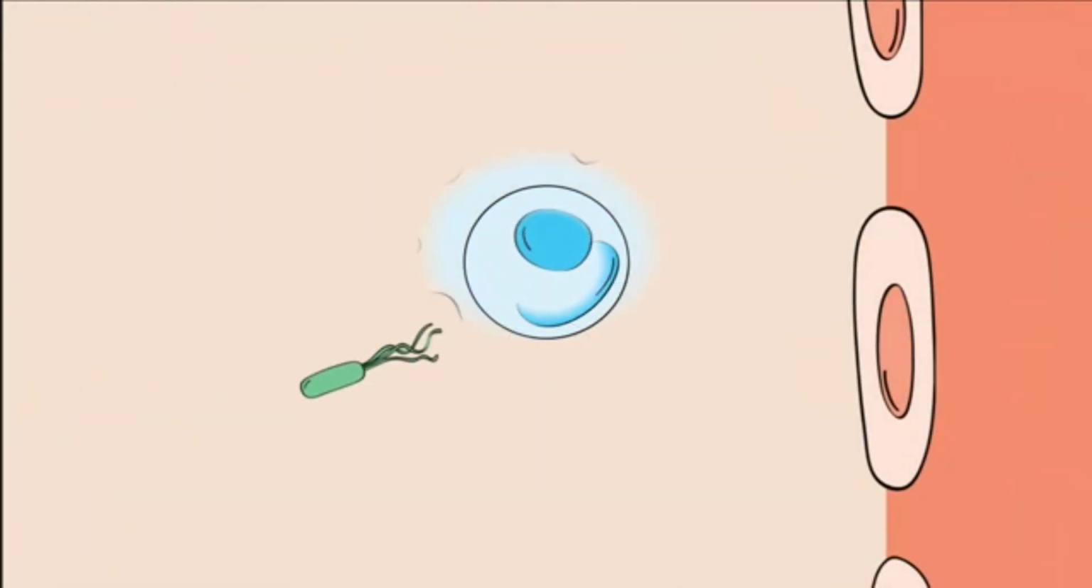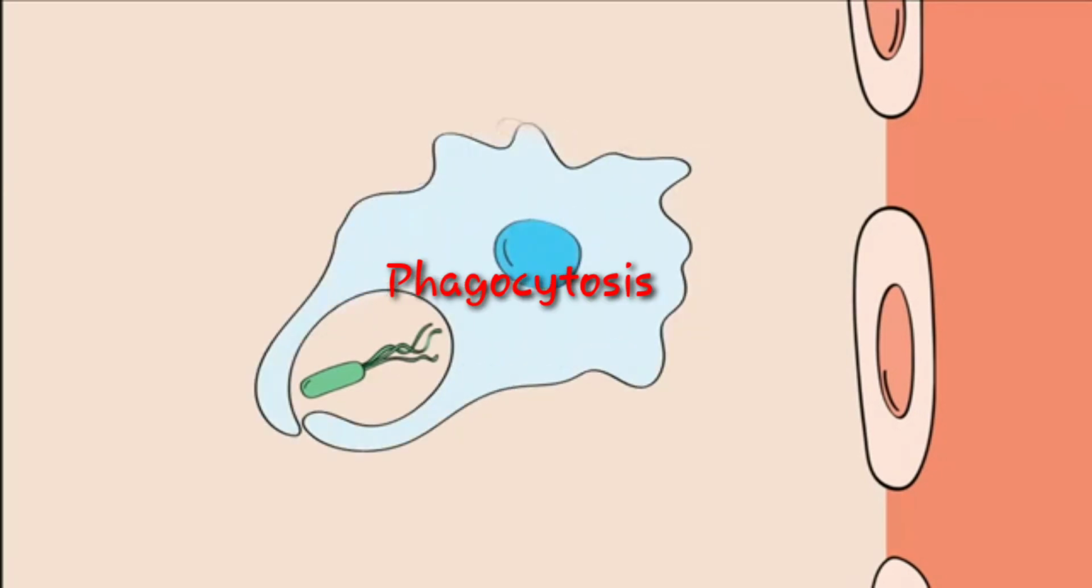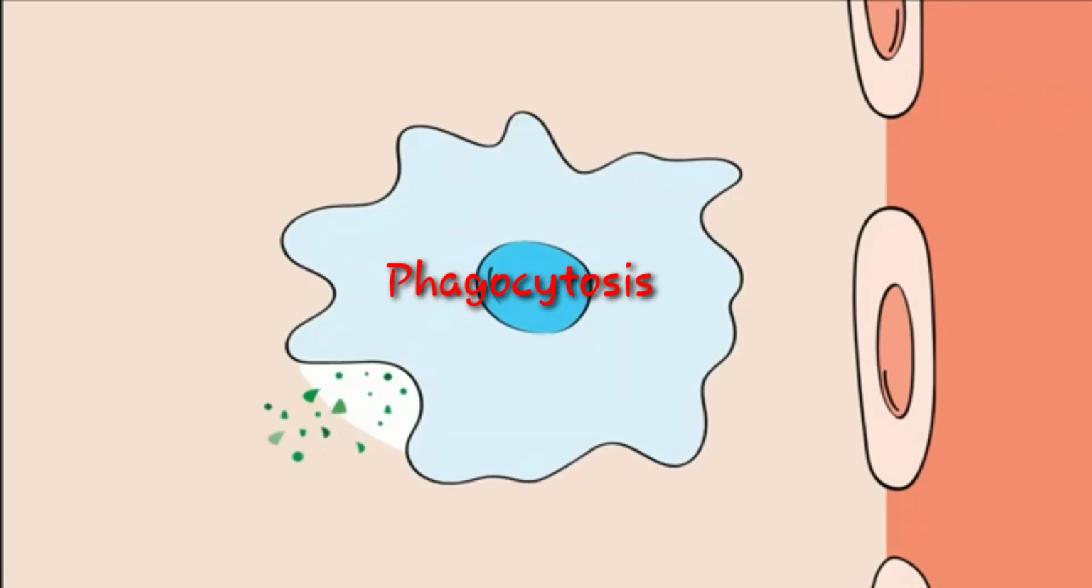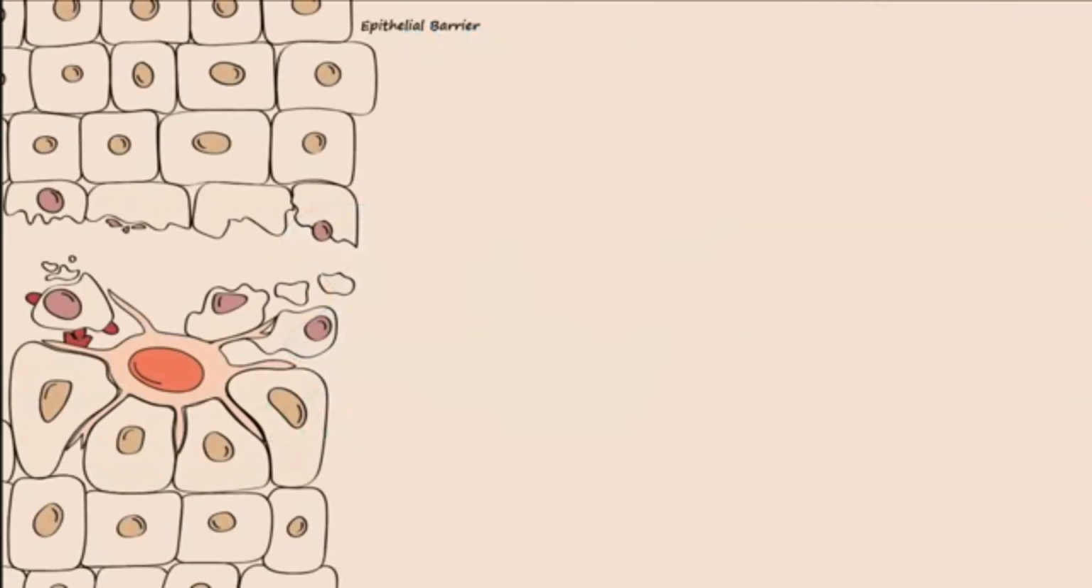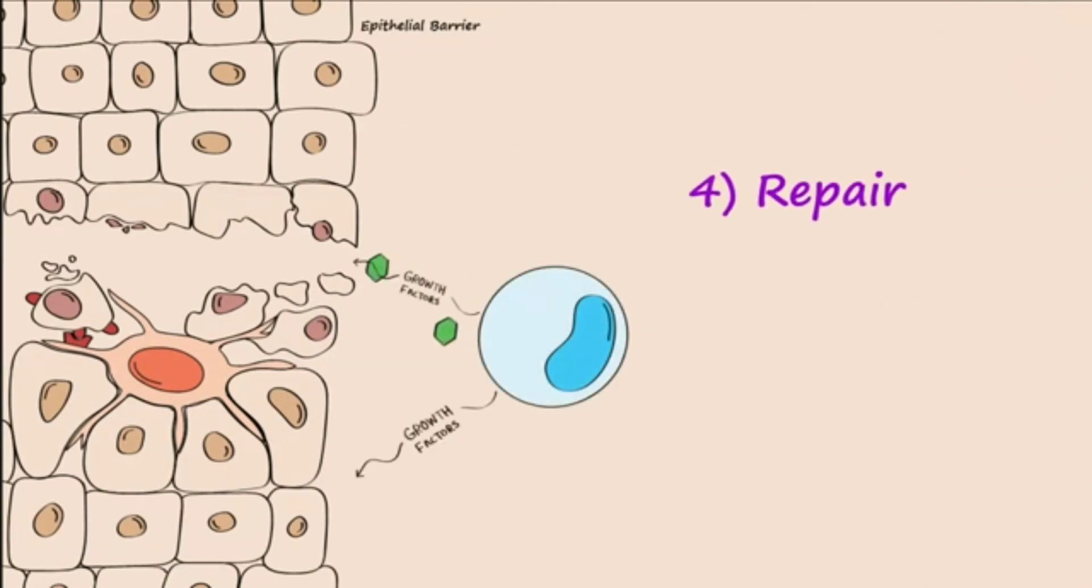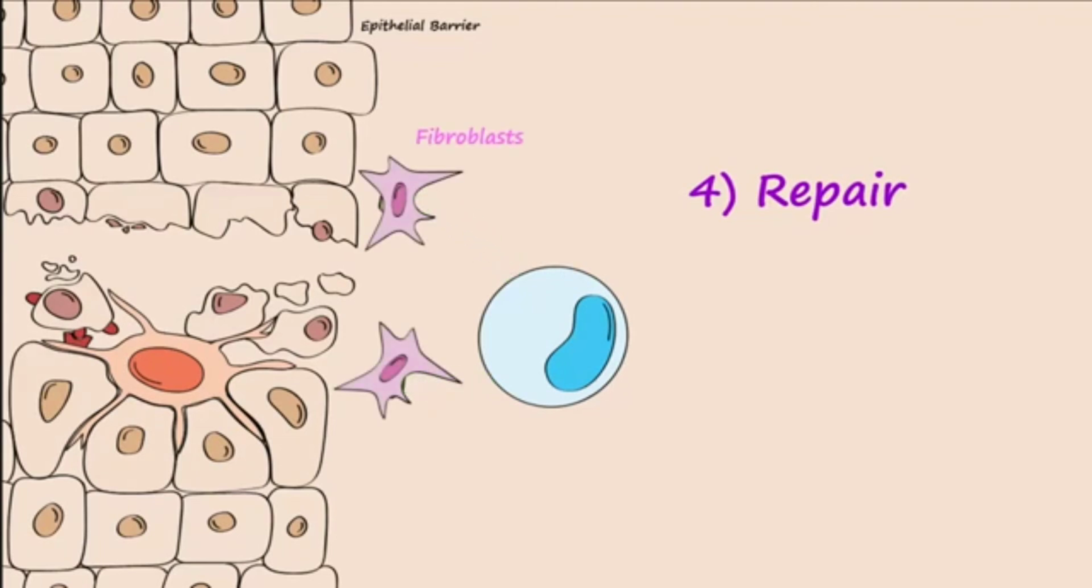Now, in the tissue, recruited macrophages begin to phagocytose pathogens and damaged cells. This is the third step, which is removal, and as we know, the final step of inflammation is repair. This is accomplished as white blood cells release cytokines and growth factors to initiate repair of damaged tissues. For example, cytokines stimulate fibroblasts to lay down a new collagen matrix to repair the basal membrane of the epithelial barrier.